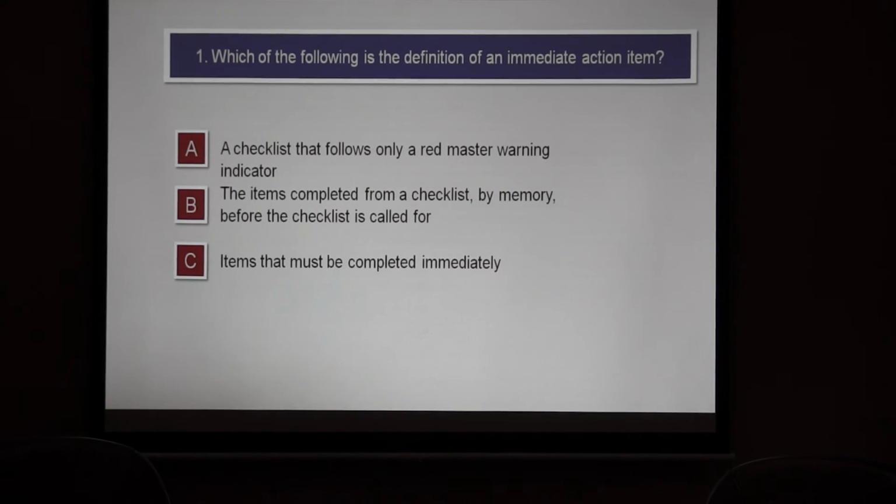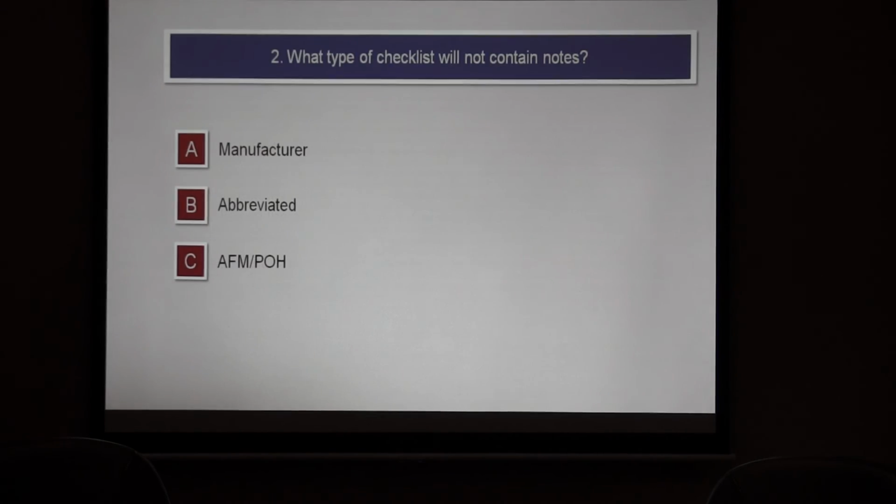Which of the following is the definition of an immediate action item? A, a checklist that follows only a red master warning indicator. B, the items completed from a checklist by memory before the checklist is called for. Or C, the items that must be completed immediately. Well, most correct by whose standard? By the FAA's. The book definitions. Or just wait until the last slide.